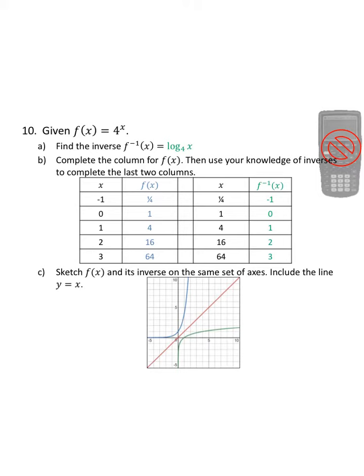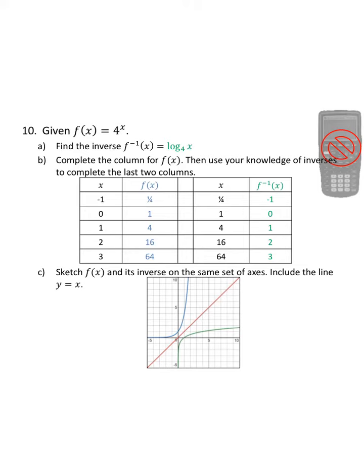We know that all an inverse does is switch x and y, so we had negative 1, 1/4, now we'll have 1/4 comma negative 1. 0, 1 becomes 1, 0, and so on. Once you have your table of values all filled in, I can graph f of x. Notice that's a little steeper than our last one. And I can graph f inverse of x on the same axis along with the line y equals x.